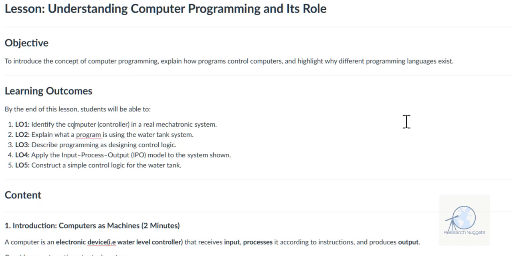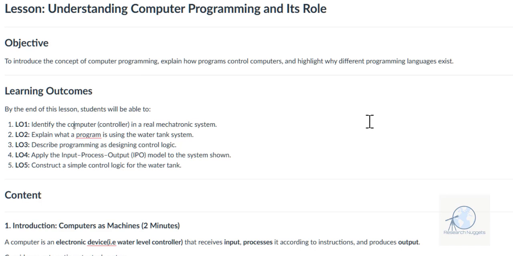You should be in a position to explain what a program is. You should be in a position to describe what we mean by the term programming. You should be in a position to apply the input process output model with any given system that is available to you. And at the end of the day, you should be able to create or construct a simple control logic.